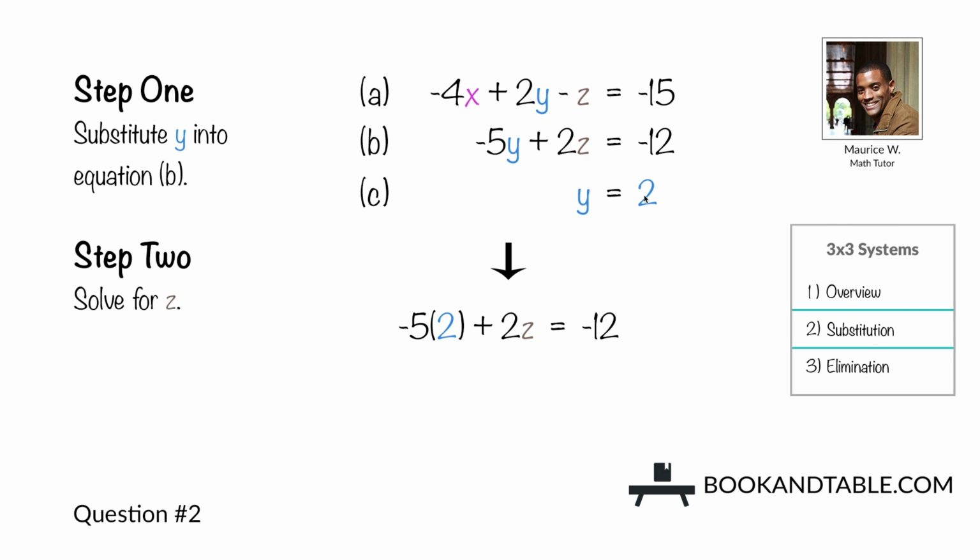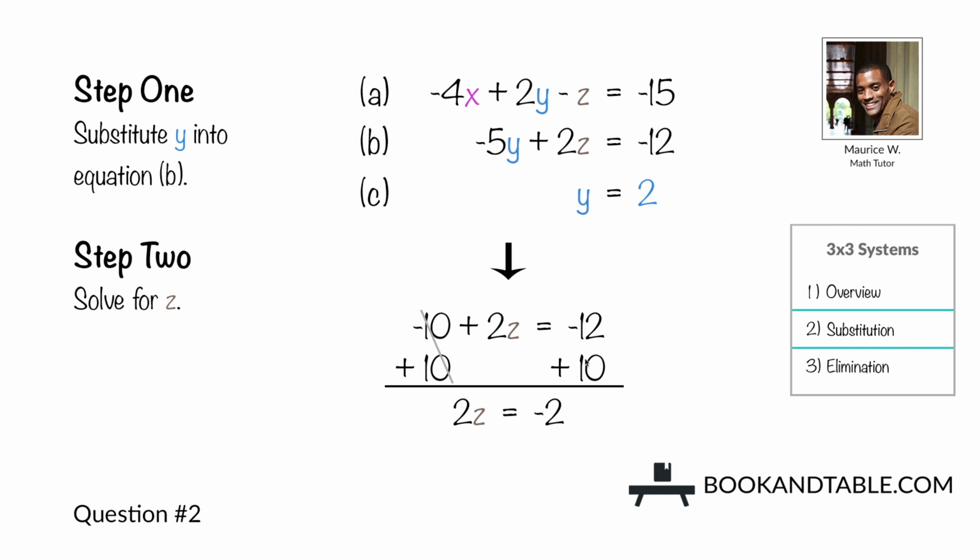When we plug 2 in for y here, we get negative 5 times 2, which is negative 10, plus 2z is equal to negative 12. And to solve for z, we'll begin by adding 10 to both sides, giving us 2z is equal to negative 12 plus 10, which is negative 2. To get rid of the coefficient of 2, we divide both sides by 2, showing us z is equal to negative 2 divided by 2, which would be negative 1.